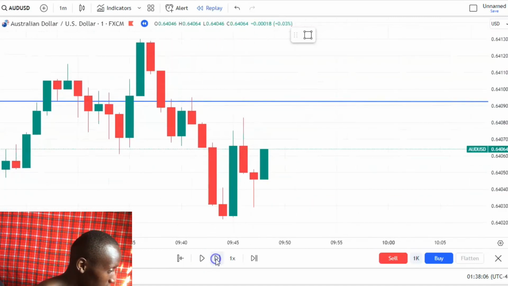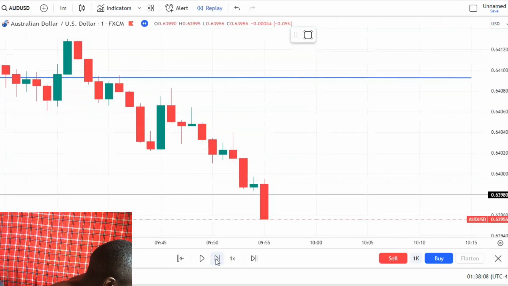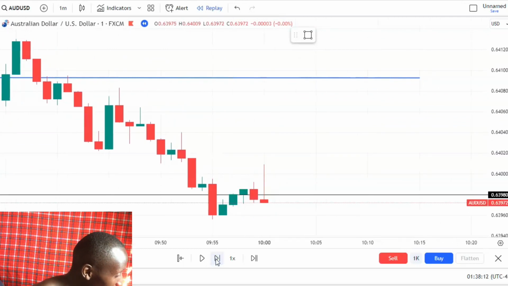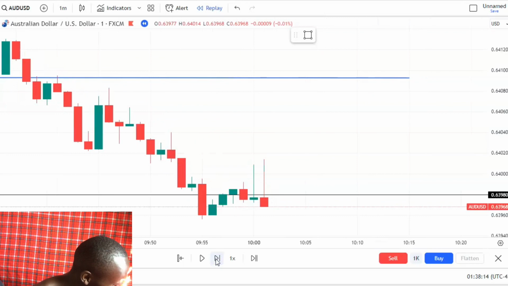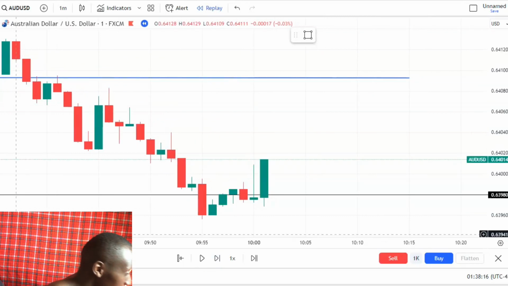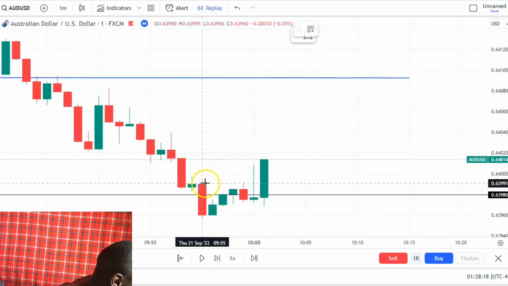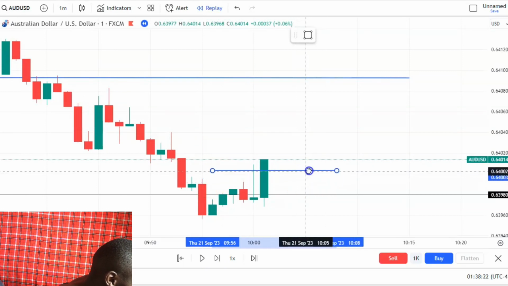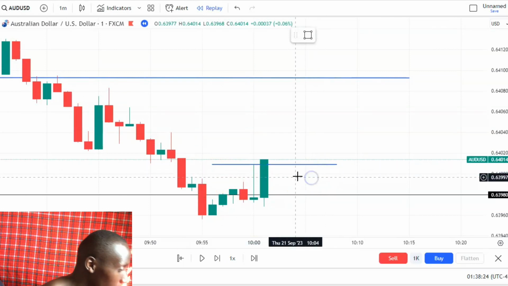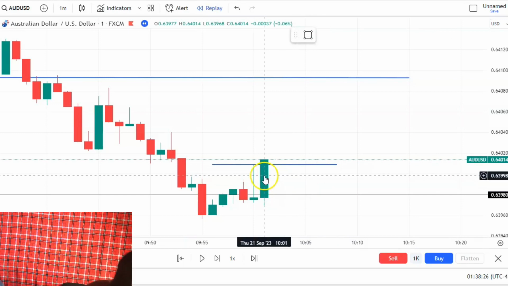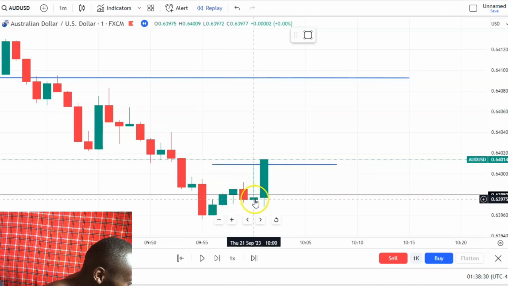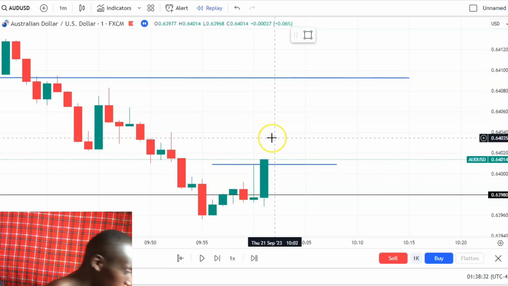So we don't have a dump yet. Now we have a dump. And after the dump, all I'll be looking for is a W pattern again with a breaking structure. And here it is. This was the high. The pin pushed that high to that level. And then this candle breaks out. So we have a W pattern with a breaking structure.